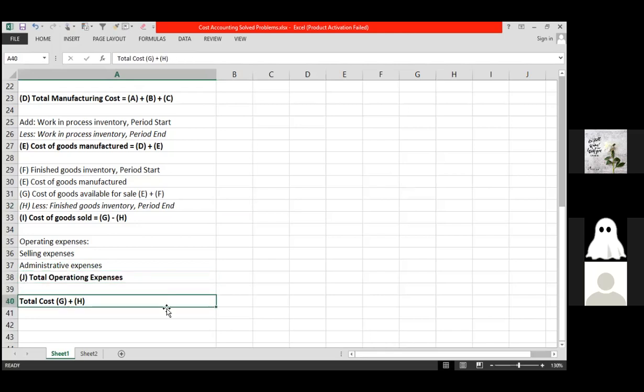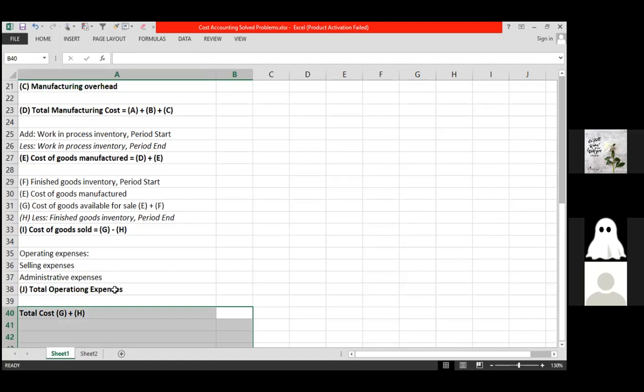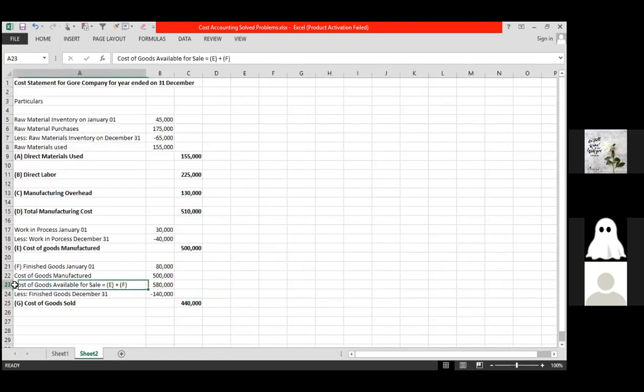So this should be J. Let's also call this G. Again H. And this is I. So this is, no, this one. G minus H. 440,000.